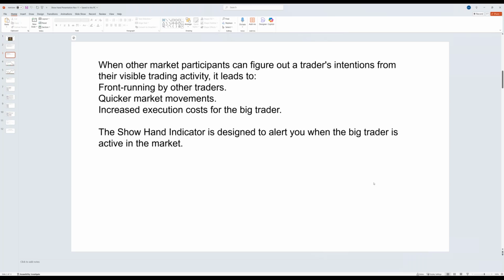And unfortunately for the big traders, right, once their intentions are known to the public, that increases their execution costs, right, because they end up having to pay a worse price. So what they're really trying to do is hide their intentions. And the Show Hand Indicator is designed to alert you when the big trader is active in the market, right?